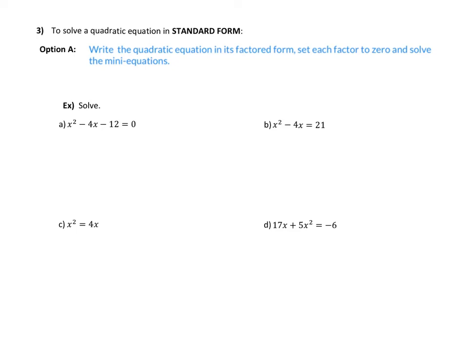All right, and the third thing we want to look at is how to solve a quadratic equation when it's written in its standard form. So there's different options here, and we're going to look at option A only for this lesson. We're going to write the quadratic equation first in its factored form, and then use what we did with the factored form. We're going to set each factor equal to 0 and solve the mini equations.